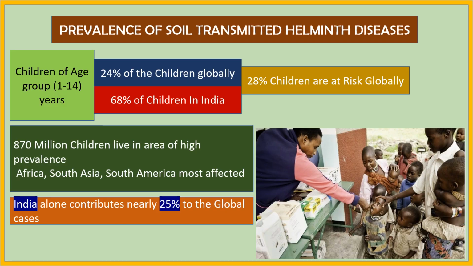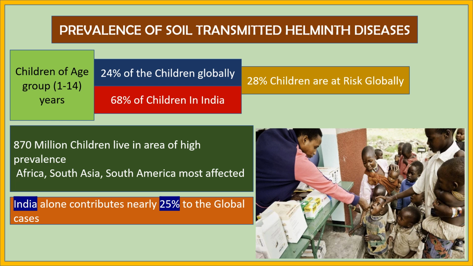So we'll talk about the prevalence of the soil transmitted helminth diseases. You can see that most of the soil transmitted helminths have affected mainly children of age group 1 to 14 years. On a global level, about 24% of the children are affected, and in India about 68% of the children are affected. On a global level, 28% of the children are at high risk to be affected. So why are they at high risk?